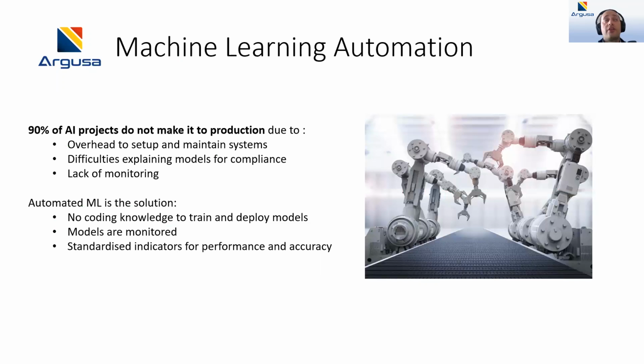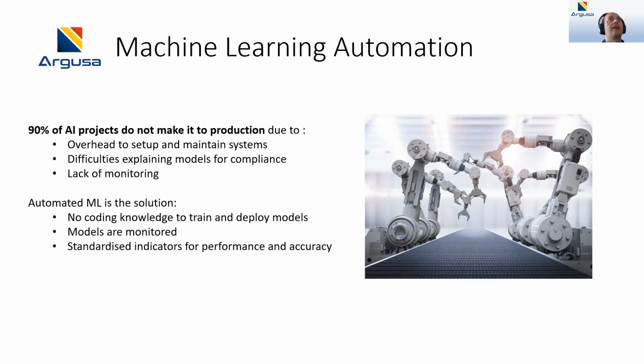And automated machine learning is the solution to all these problems. You can train and deploy models without coding knowledge, so this is much faster. And also models can then be monitored because the platform deploys the model and so makes available also the tools to monitor them. And of course, you have standardized indicators for performance and accuracy. But let's dive directly into the demo.